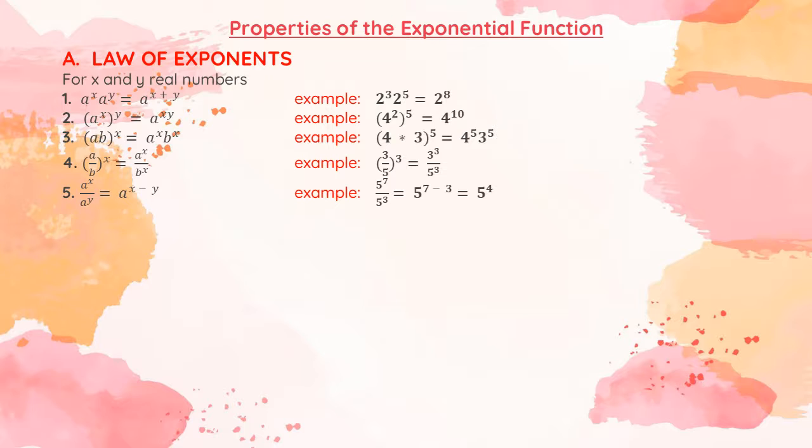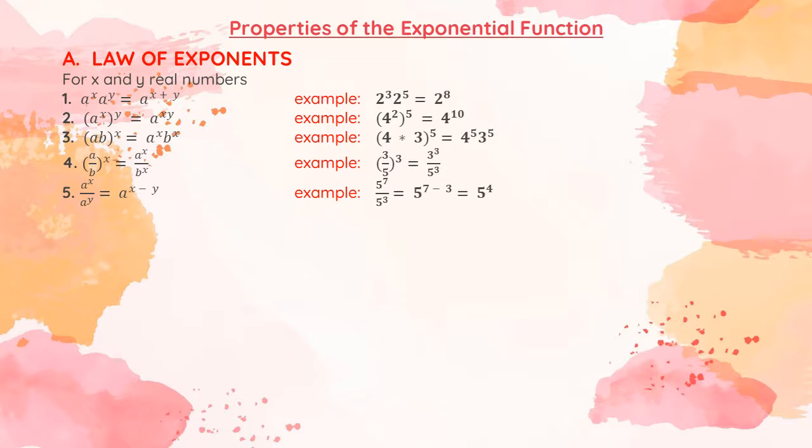So, for example po class, ang base po natin ay 4. Then, ang exponent naman po natin para sa x ay yung 2. Then, yung ating exponent para sa y na nasa labas, yun po ay 5. Is equal to 4 raised to 10. Bakit po class? Product po kasi yan. So, i-multiply po natin yung 2 at yung 5. Kaya po, naging 4 raised to 10.